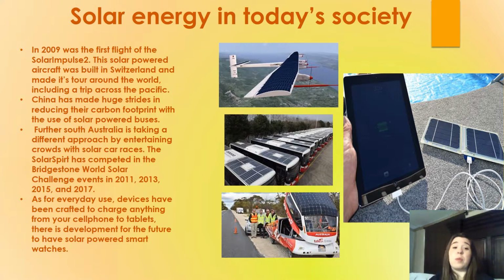China has mass populations, and they've been making really big strides as far as reducing their carbon footprint and reliance on fossil fuels by using solar-powered buses. Down in Australia, they've actually built a car that has successfully competed in the Bridgestone World Solar Challenge events in 2011, 13, 15, and 17.